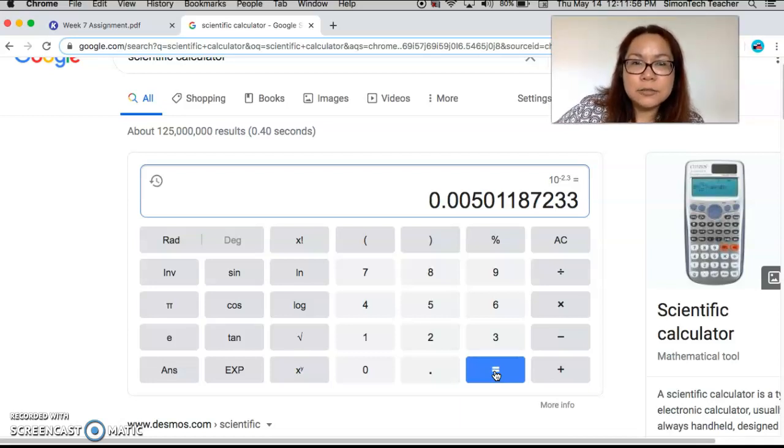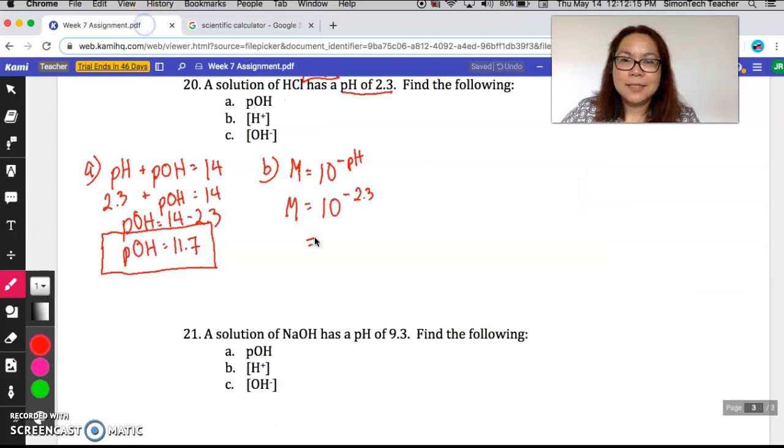So there are 2 sig figs here. We started with 2.3. That's 2 sig figs, so I want to use 2 sig figs. We're going to stop right there after the 0 here, just before the 1 here. So the answer for this is 0.005. That is your concentration.